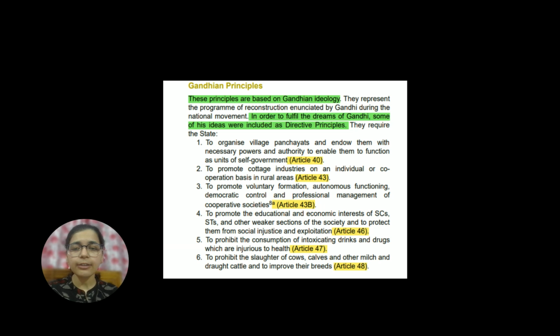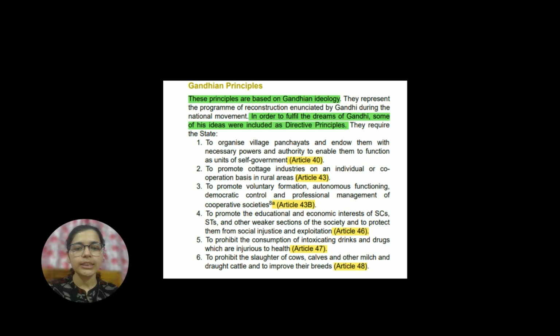The second one is Gandhian principles. These principles are based on Gandhian ideology. They represent the program of reconstruction enunciated by Gandhi during the national movement, and in order to fulfill Gandhi's dream, some of his ideas are included in DPSP. Like Article 40, self-government, it is already implemented through the 73rd and 74th Amendment Acts and established Panchayati Raj institutions. Article 43 promotes cottage industry.